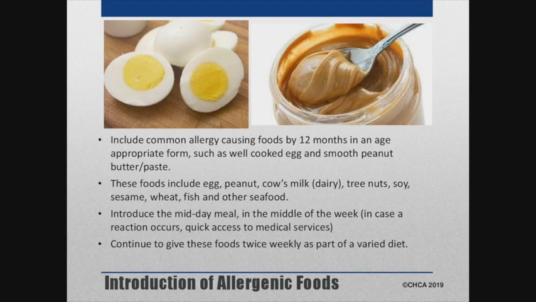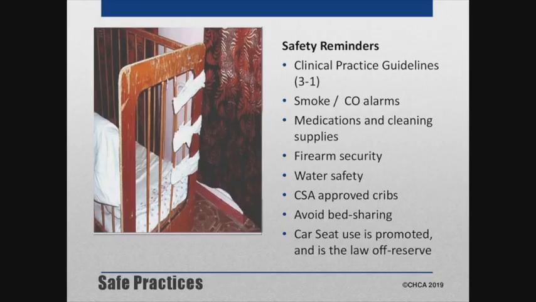Continue to give these foods at least twice weekly as part of a varied diet. So you do want to have a plethora of proteins, carbohydrates, and make sure that it's a variety of different sources of food. Again, keeping in mind that you want to have the iron-rich foods as a priority.